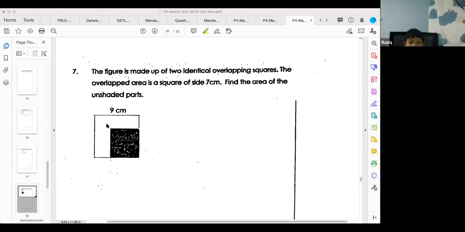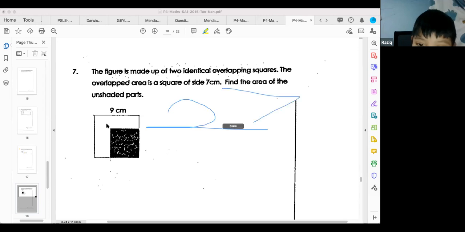Is it 27? Sorry, I didn't get what you're saying. What's the answer? 7. Yeah, it's a 7 cm square. I said is it 27? 27. Okay, let me check. Is it? Hold on. 49, 81.